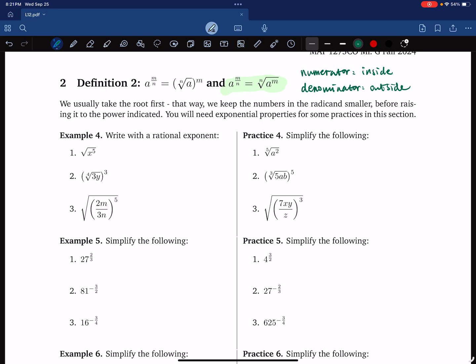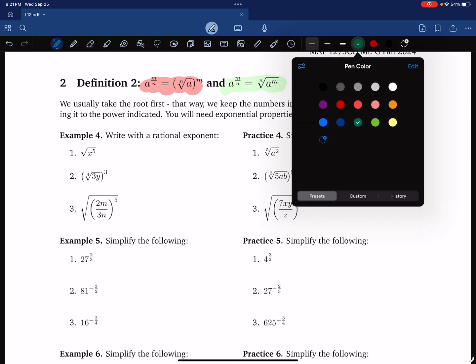And in the second one that I highlighted, there's also this one right here. You could also rewrite the rational exponent using the nth root of a raised to the nth power. It's also equivalent. Let's look at some examples.